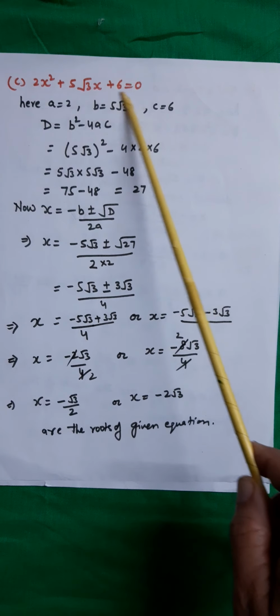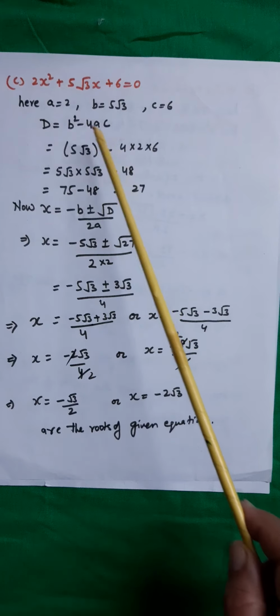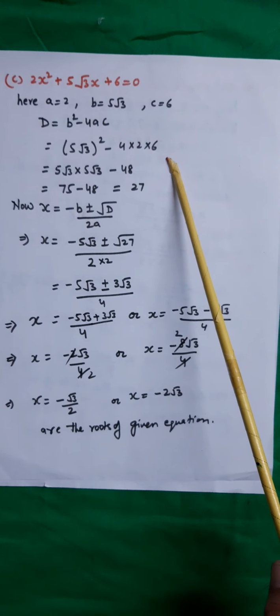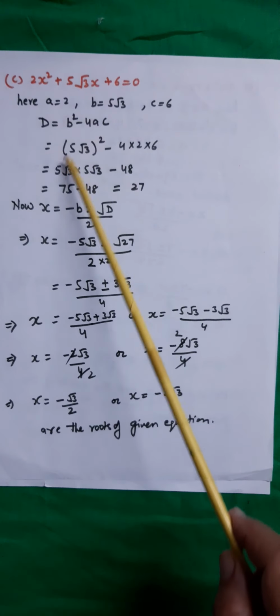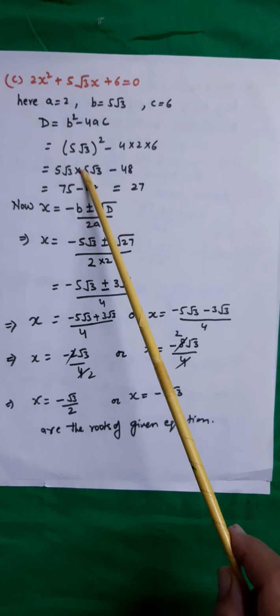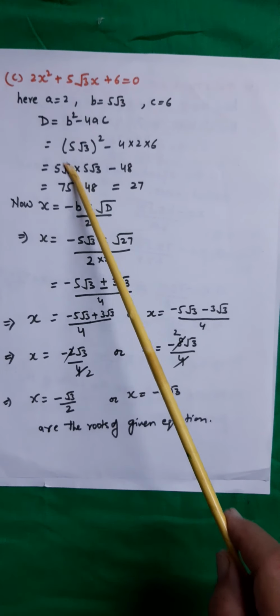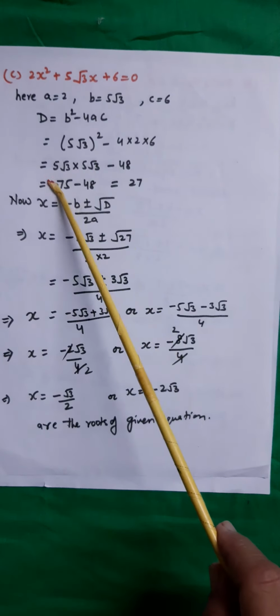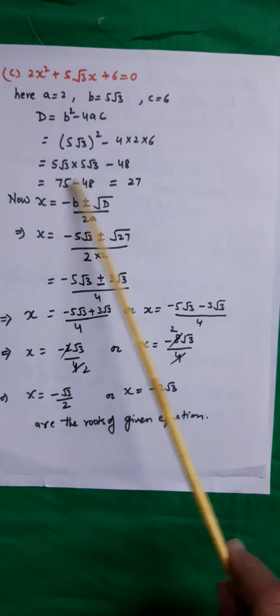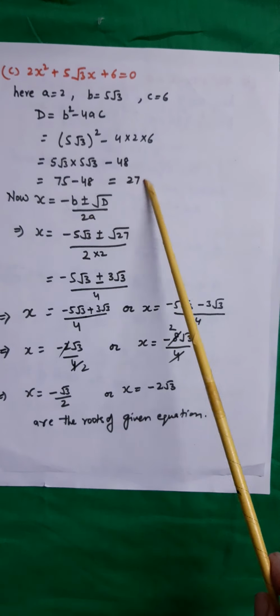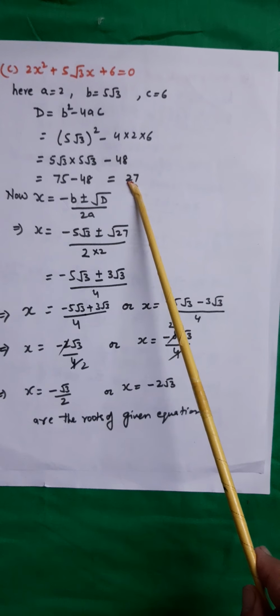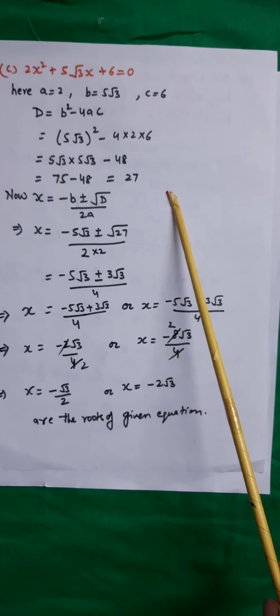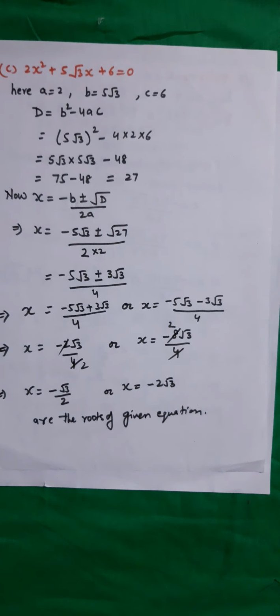b square will be 5 root 3 whole square minus 4 into 2 into 6. So the square of this will be 5 root 3 into 5 root 3. 5 into 5 is 25. Root 3 into root 3 is 3. 25 into 3 is 75. Minus 48 is equal to 27. Again it is greater than 0. So that means it will have real and distinct roots.